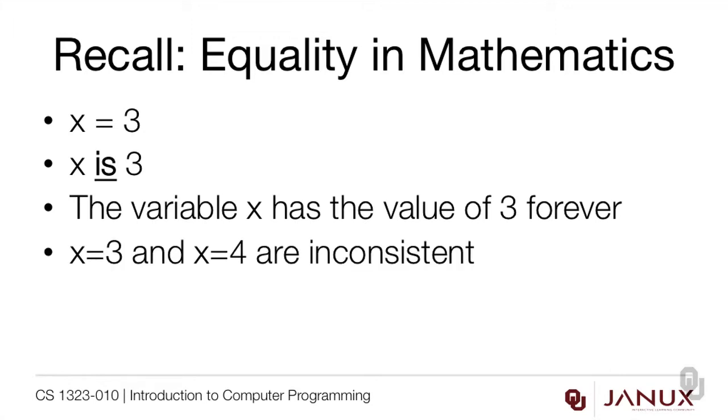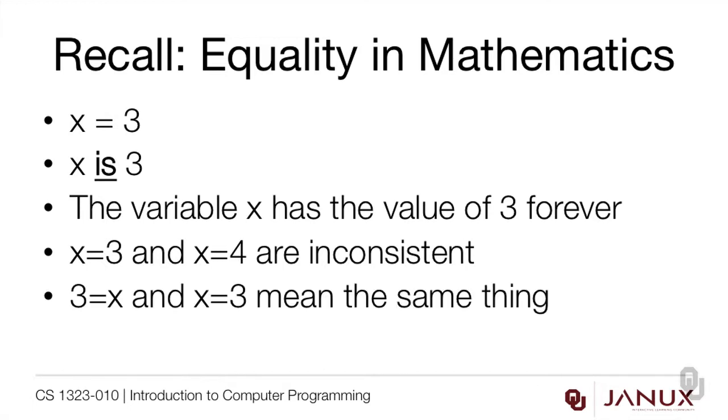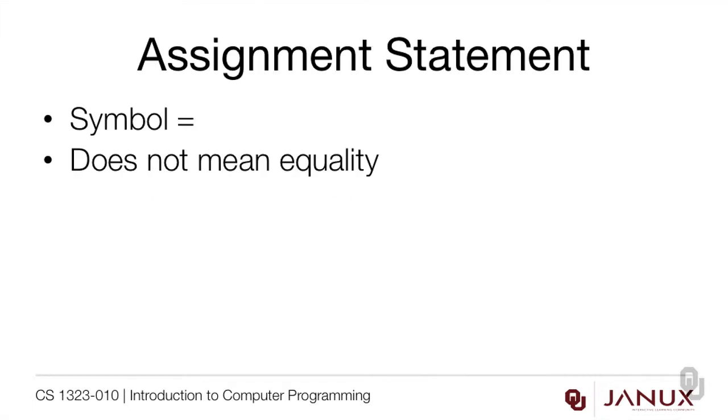When we say x is 3 and x is 4, that's actually inconsistent, because once x has a value of 3 forever, it can't have a value of 4 forever. And so that's really a problem. The other thing is that 3 equals x and x equals 3 actually mean the same thing. Now there's a name for that property. It's called symmetry. And this is one of the critical properties of equality in mathematics.